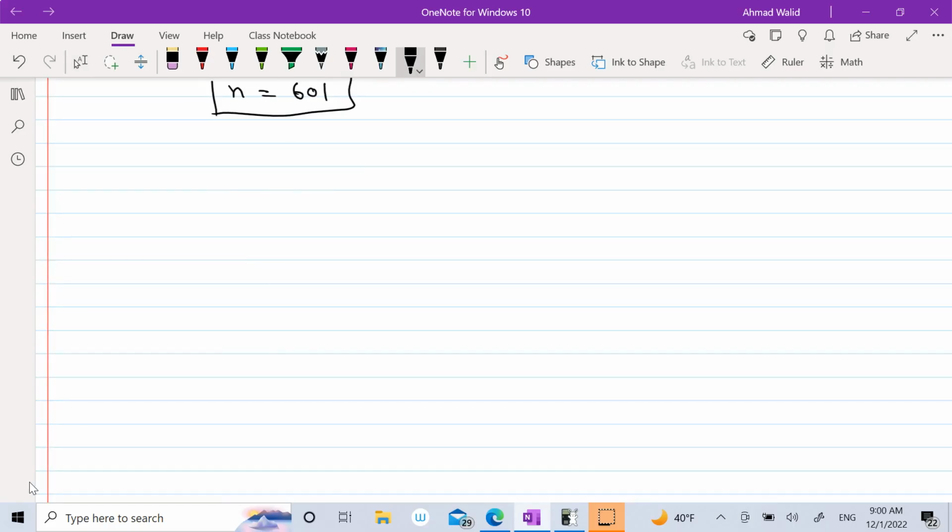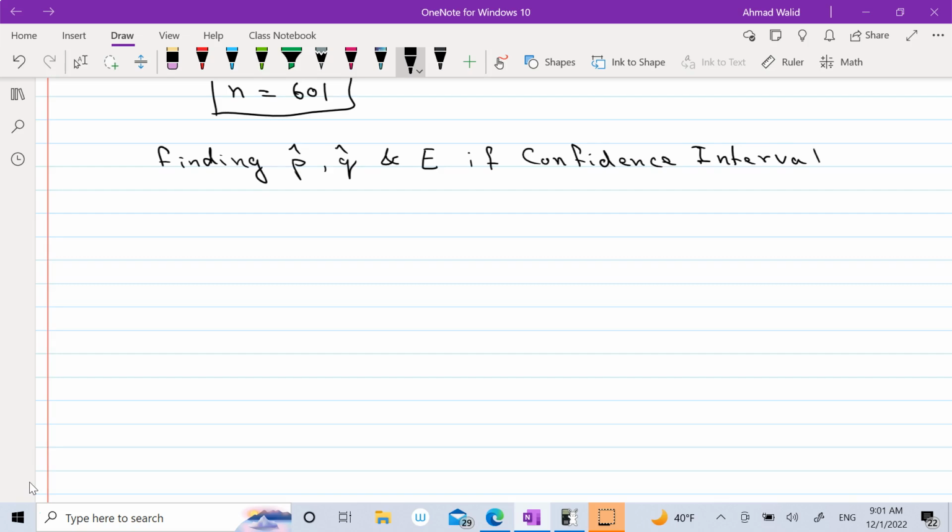Last part of the lecture: finding p hat, q hat, and E if the confidence interval is given.